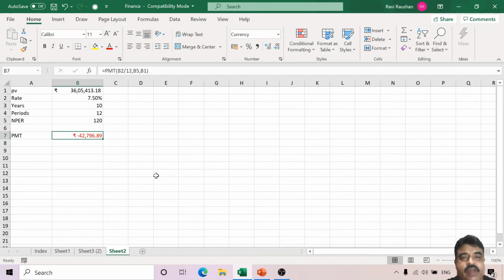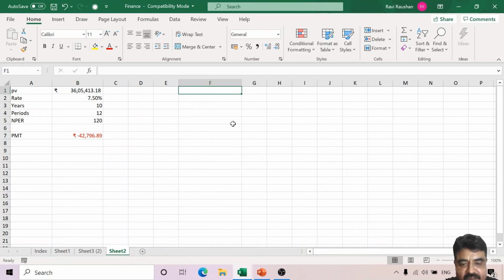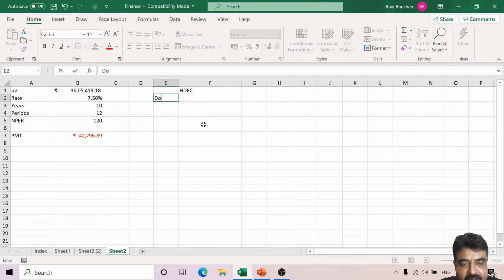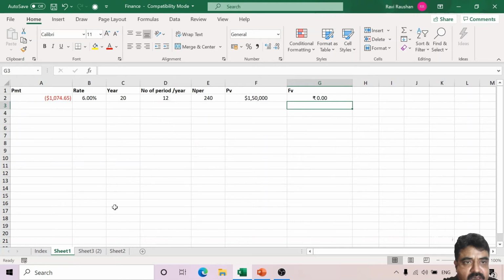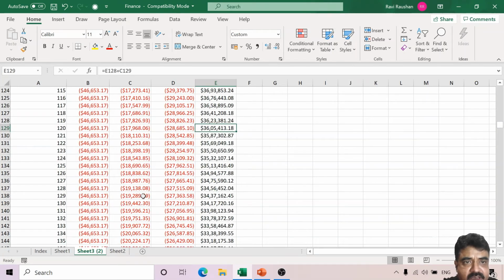Now actually I can do an analysis. So let me first look at it. If it is HDFC, what is the scenario? In HDFC, I made a down payment. All right, let us look at the down payment. What is the down payment that I made in HDFC?